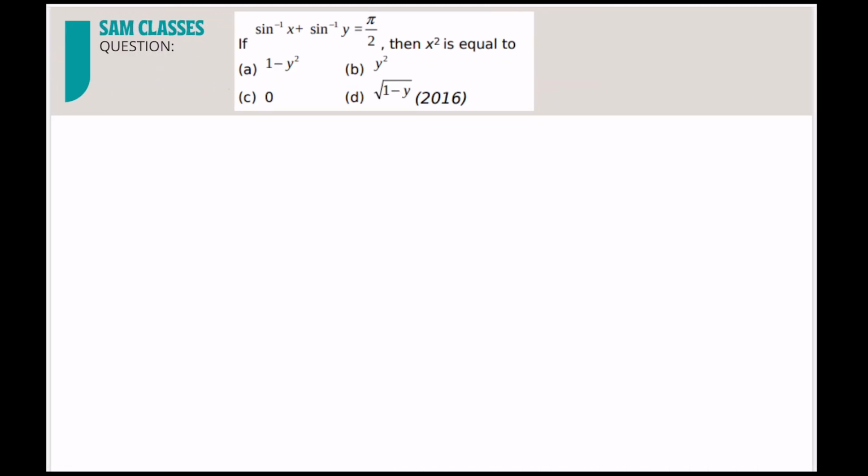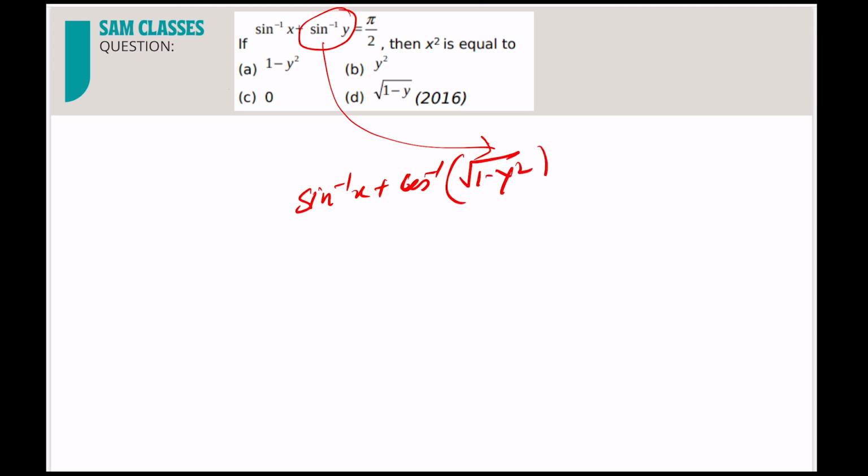Now, whenever you get a question like this, sine inverse x plus sine inverse y, use the triangle method and convert it. So sine inverse x will be nothing but cos inverse of root under 1 minus y square, and that is equal to pi by 2. So we know this and this have to be the same, so x is equal to root under 1 minus y square. You square it, so x square is equal to 1 minus y square. That's it.